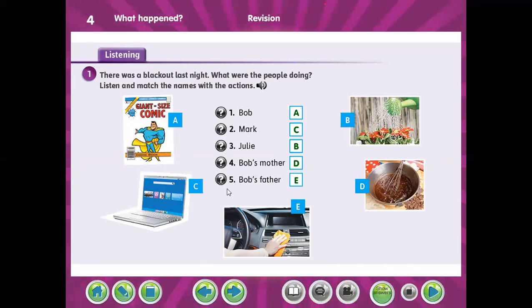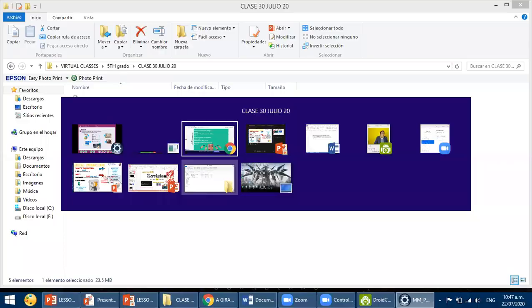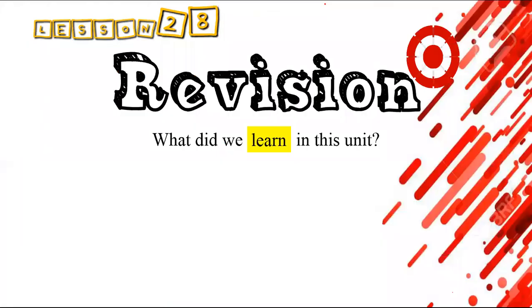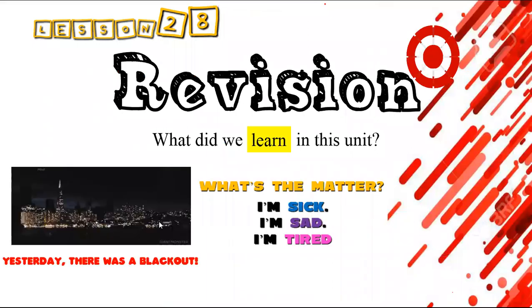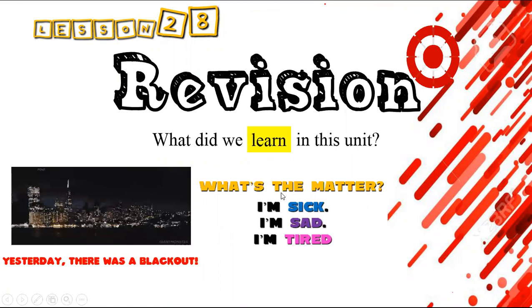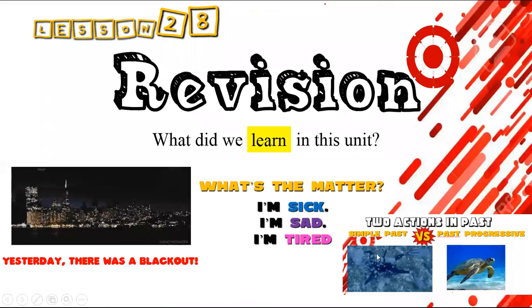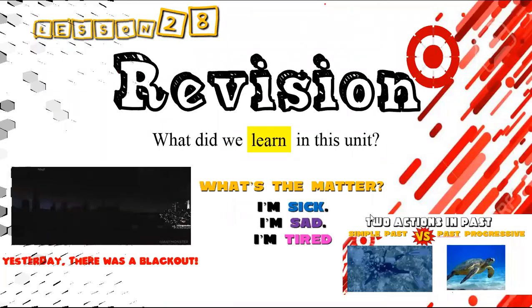Good. Now pay attention, please. We are going to make a very fast revision of what we learned, okay? We learned about the blackout and past progressive, remember? Was cooking, was reading, was making a cake. Also, we practiced this: What's the matter? And we practiced the question why. Also, we talked about two actions in the past. Now, when we mix these two, only to remember, okay?